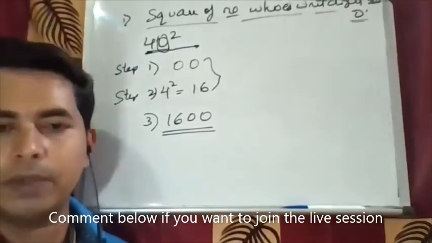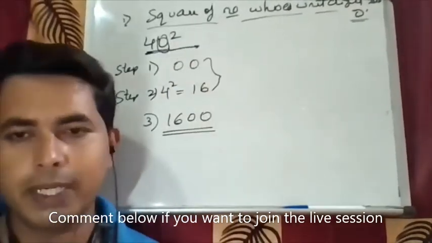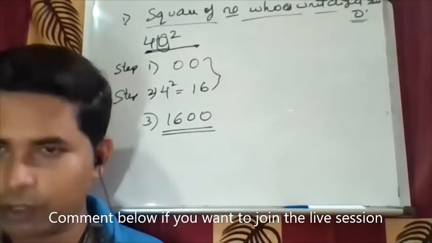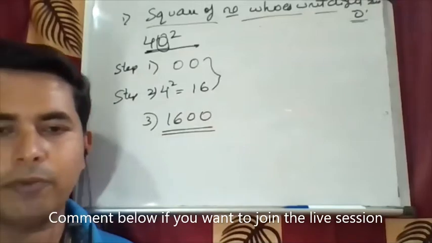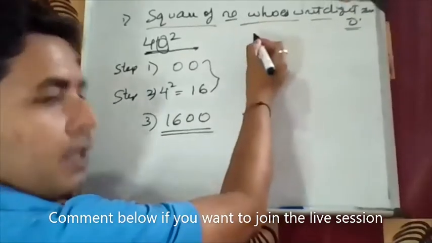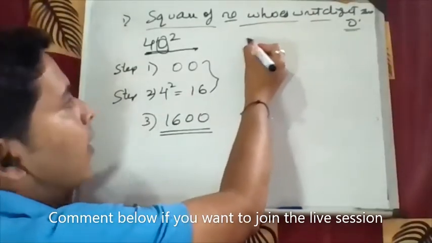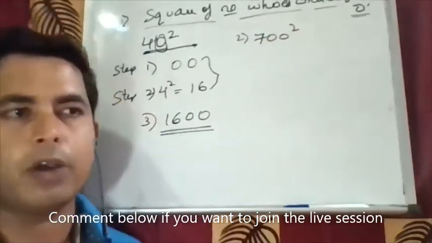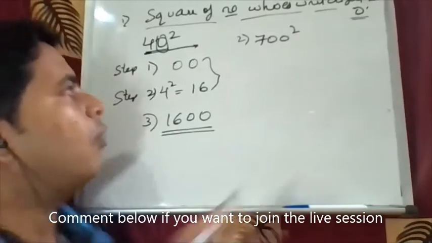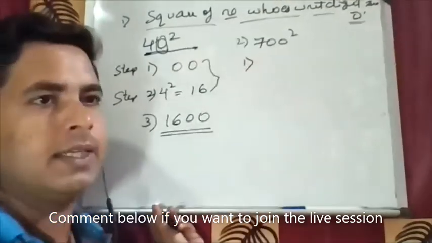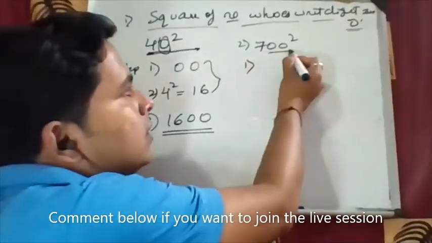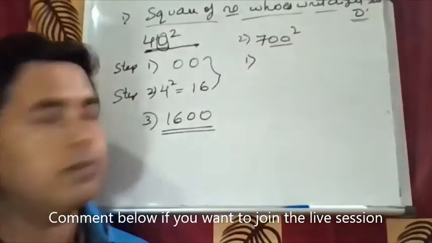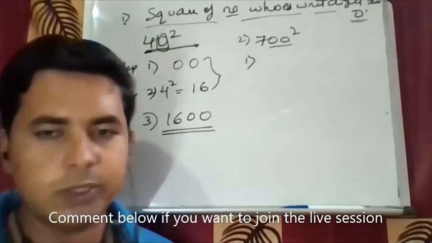Okay, the simple one. First take the 0 value and make it double, and second, take the non-zero value, take a square of that, and combine both the values. So for example, I'll take one more, 700. I want to get the square of 700. So the first rule says, consider the zeros, the unit place contains a 0. So how many zeros are there now? 2 zeros. So make a double of those zeros.